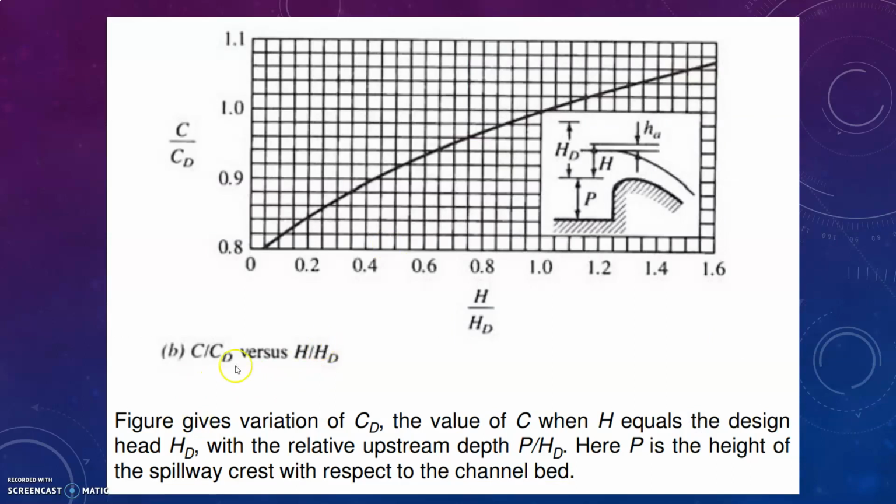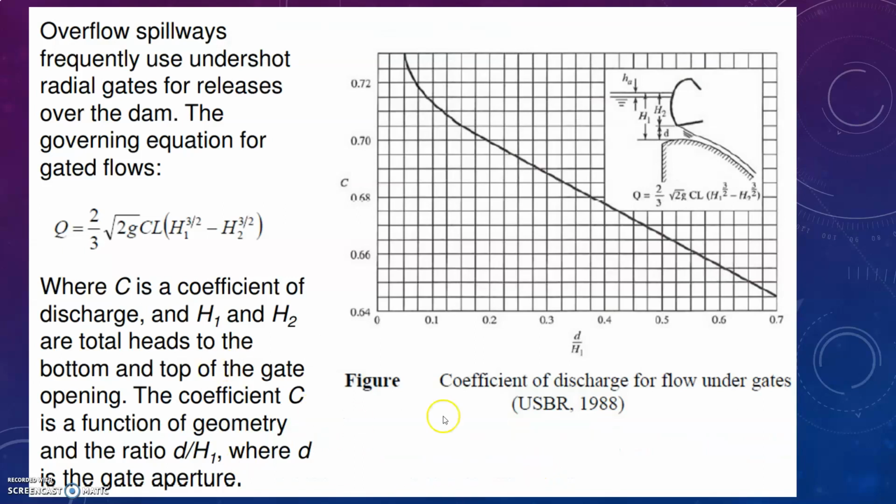Then this figure gives the variation of CD, the value of C when H equals the design head HD, with the relative upstream depth P divided by HT. Here, P is the height of the spillway crest with respect to the channel bed. This figure shows the coefficient of discharge for flow under gates. Overflow spillways frequently use undershot radial gates for releases over the dam.